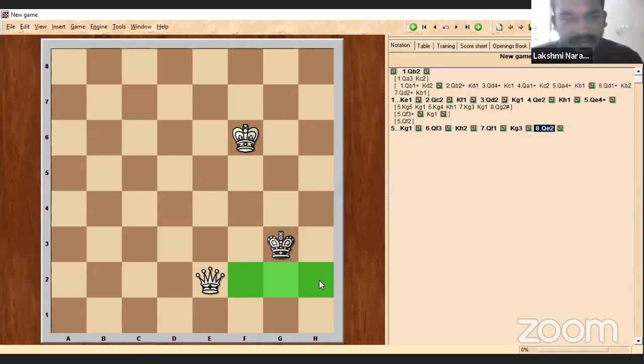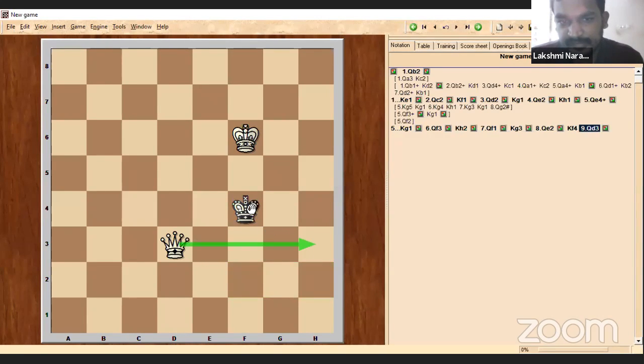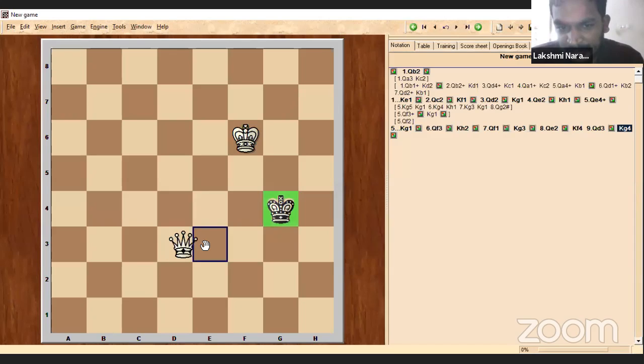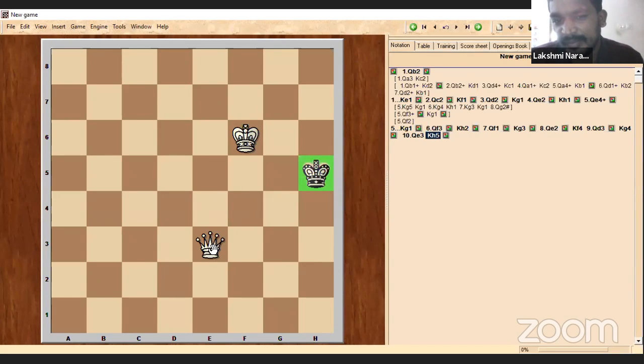Okay, so after we take away the rank, he plays king to f4. Then again we will take away the rank. So he will play king to g4. Then we will come closer, queen to e3. Now he will not play king to g5 because then it will be a simple checkmate with queen g5. So in order to avoid the checkmate, black will play king to h4.